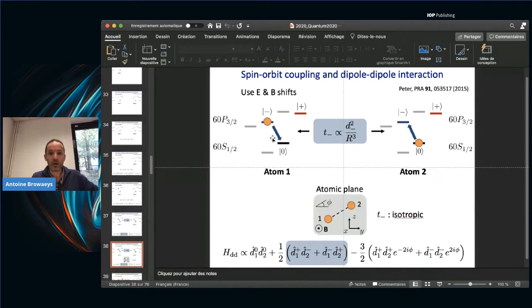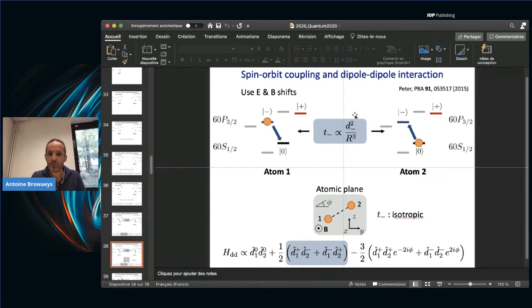And of course, if you just assume that you've got some kind of atomic plane, and those are just two atoms, you can define the plane arbitrarily, with any arbitrary axis in this plane and perpendicular to the magnetic field. Of course, this T minus is then isotropic. Okay, so that's the first important thing.